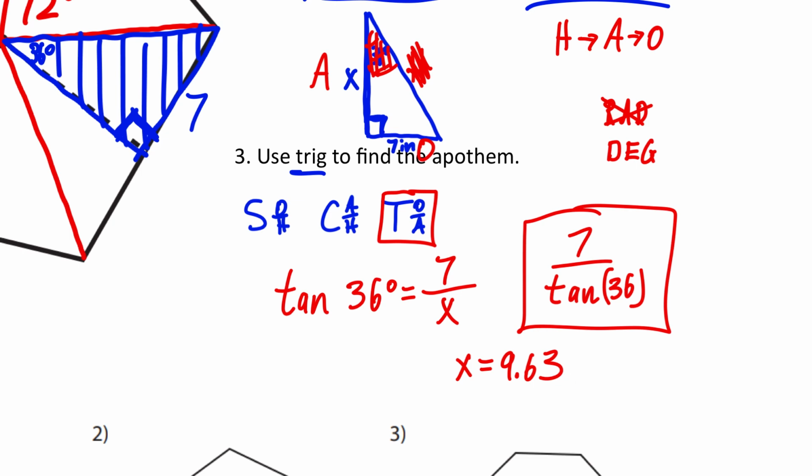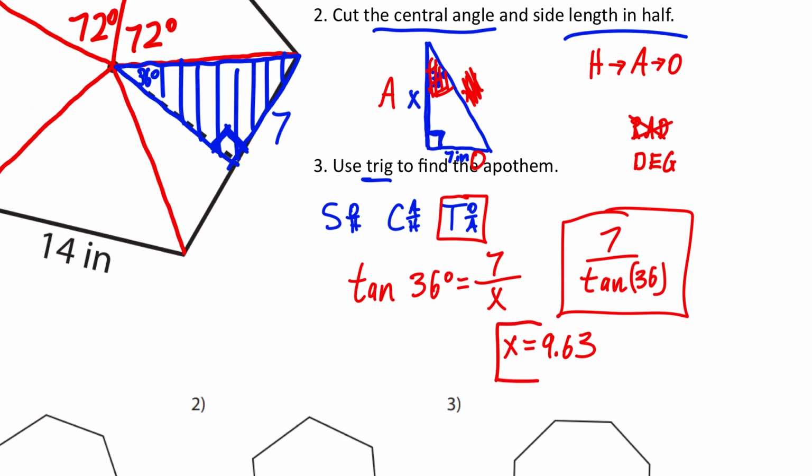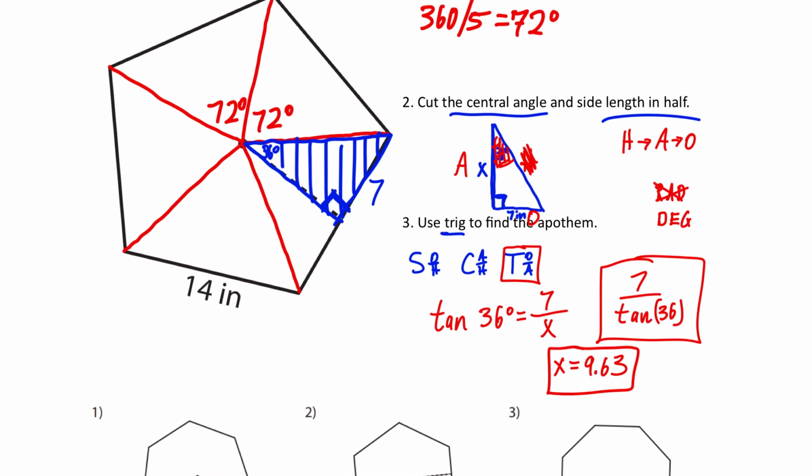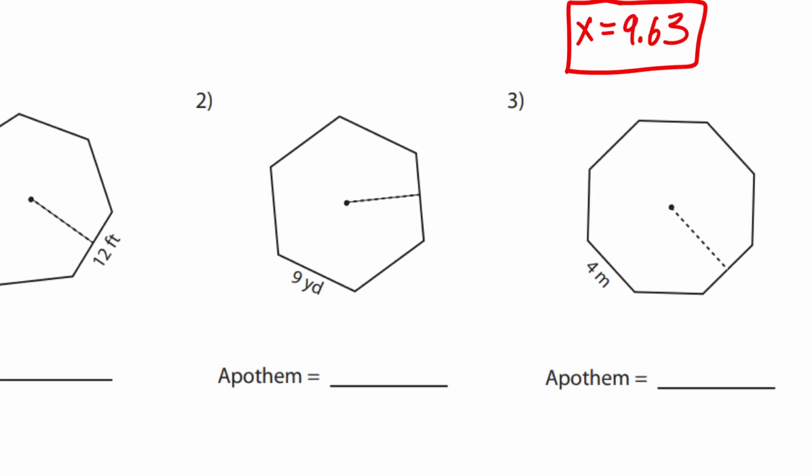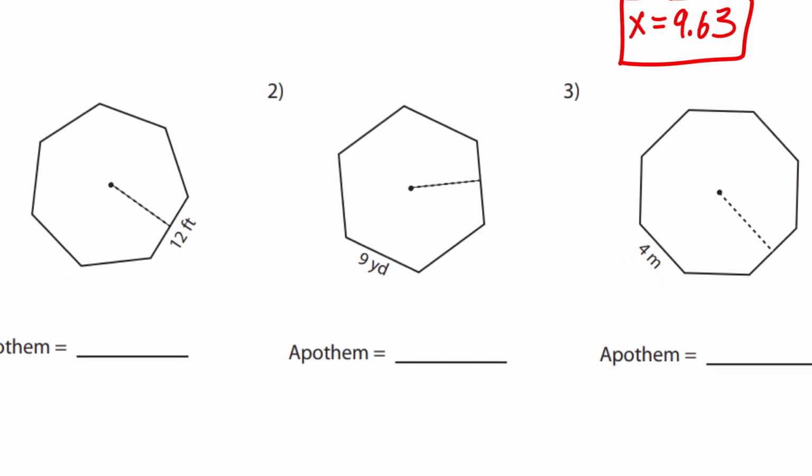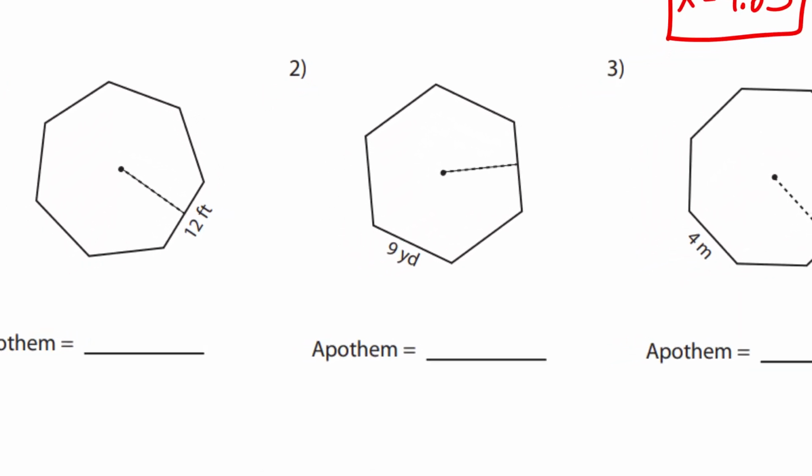And is that our apothem length? Yes, that's exactly what we want. So the apothem for that is 9.63. Okay, I'm going to drop down here. I'm going to skip number 1. Let's look at number 2.